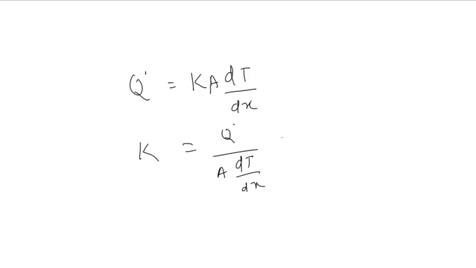So the unit of Q dot, the heat transfer rate, is joule per second, that is watt. The unit of area is meter square, the unit of temperature difference is Kelvin, and the unit of thickness is meter in SI unit. So this meter will cancel, so the final unit of thermal conductivity will be watt per meter Kelvin.